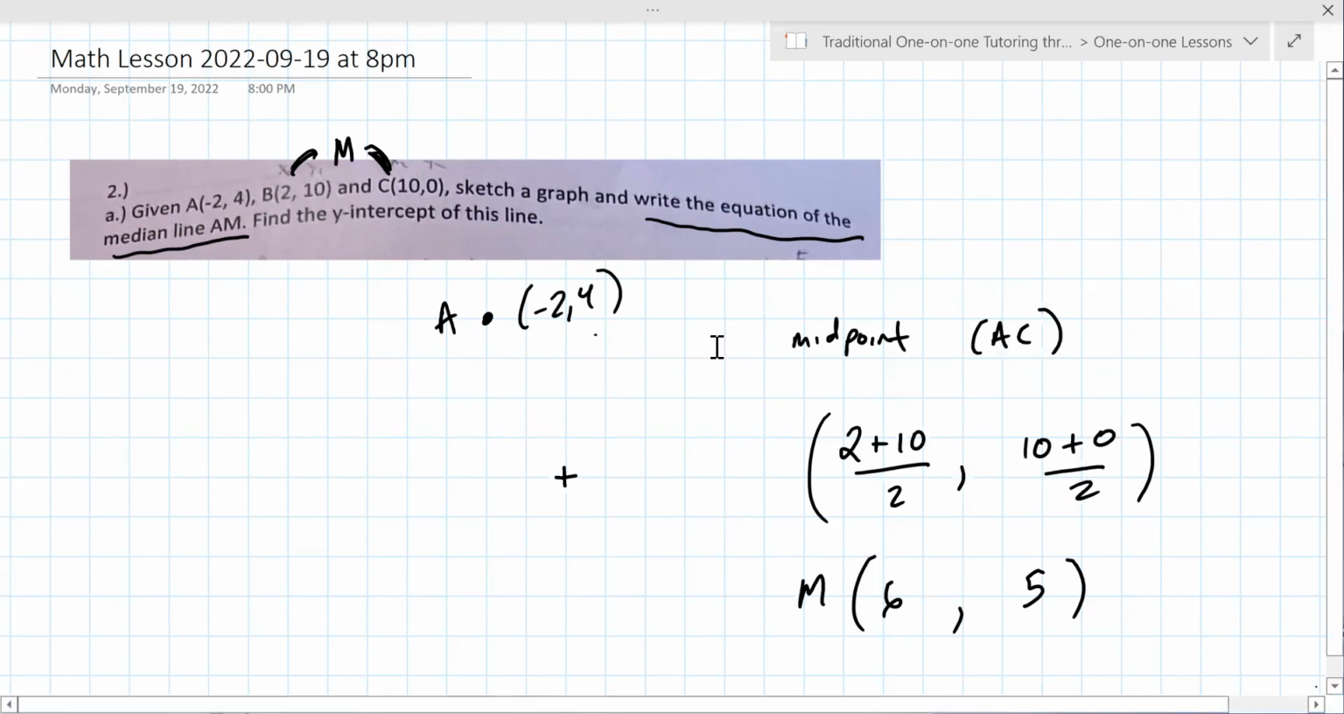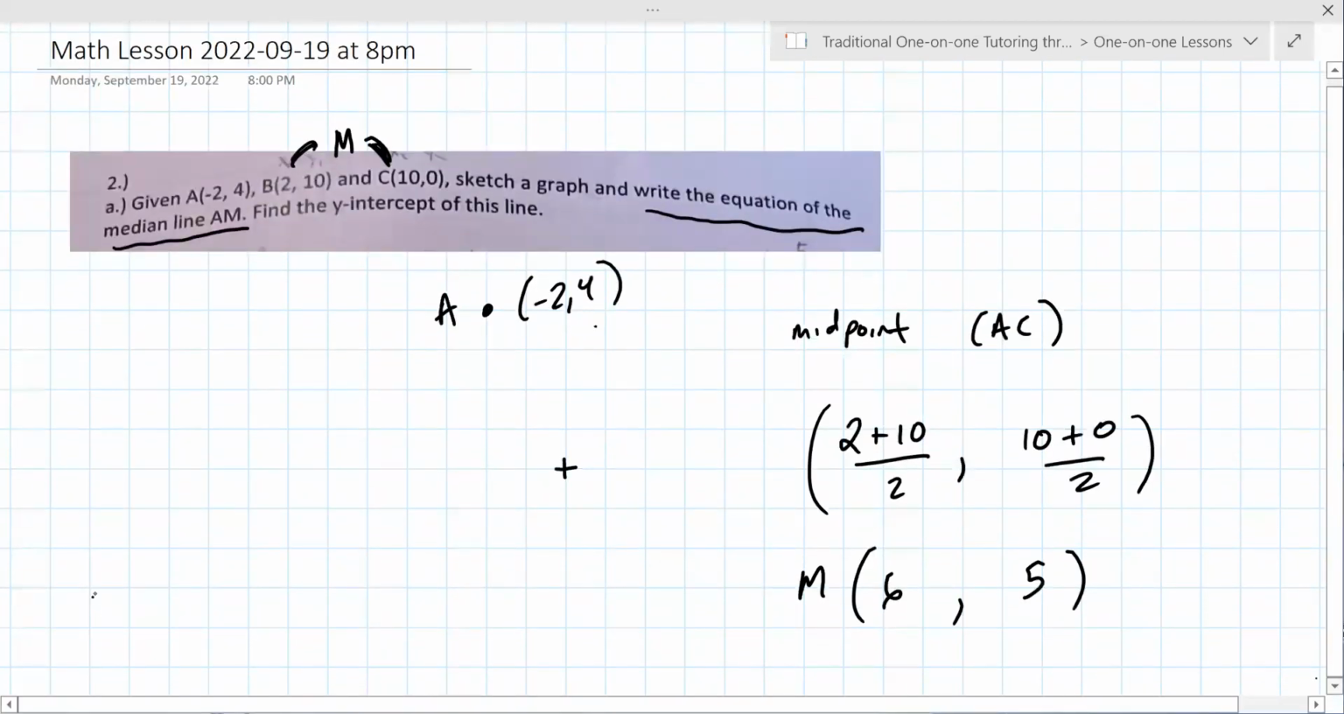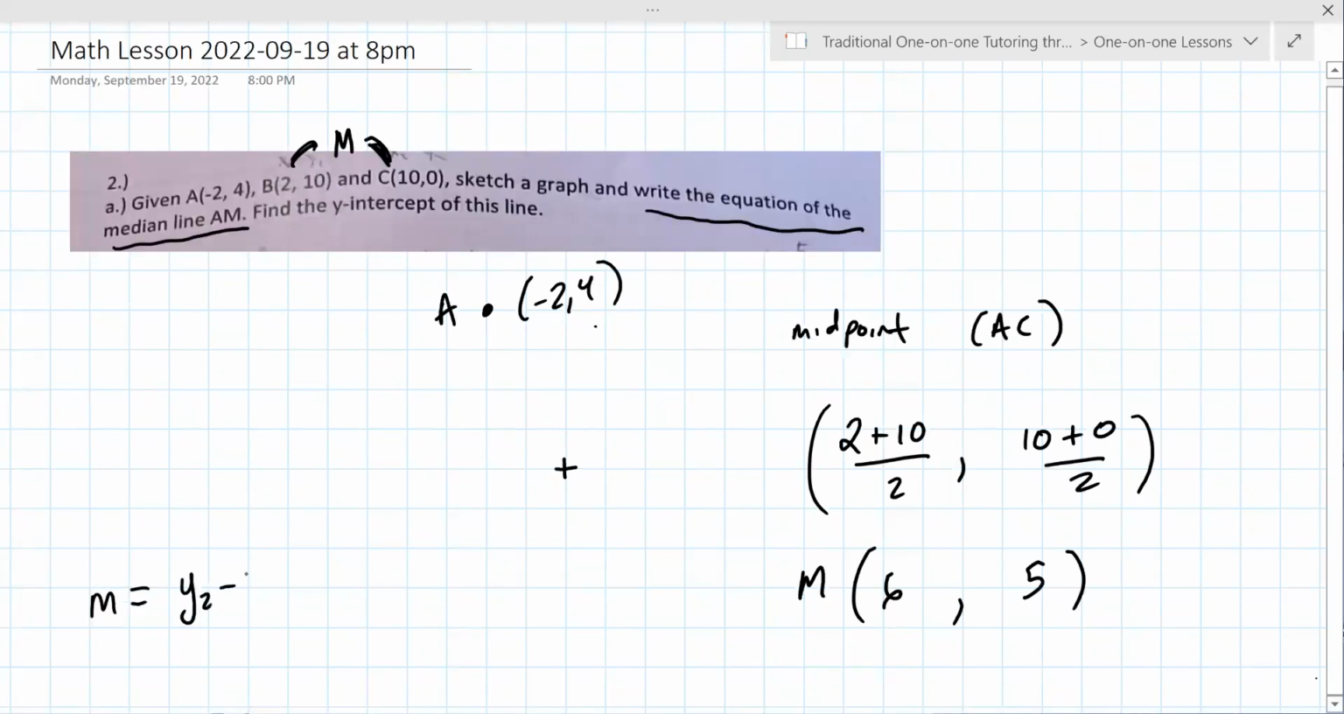Do you want me to graph the triangle, or would that help? It's all right, I got that visualized. So we're just finding the slope between these 2 points. So y equals mx plus b, right? Yes, we're going to write that equation for sure: y equals mx plus b.